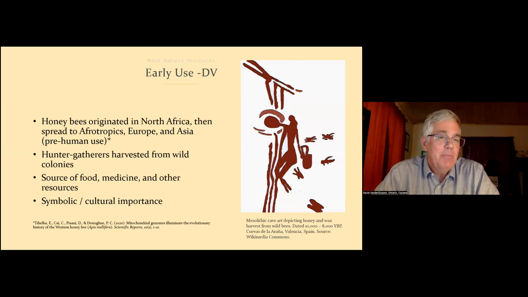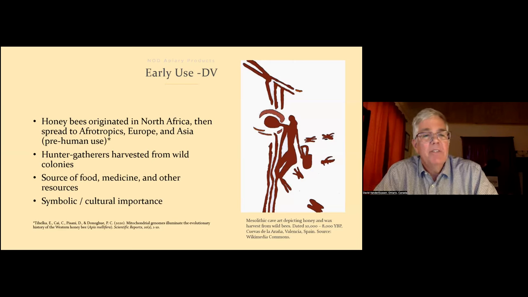Anyways, honeybees originated in North Africa and then spread to the Afrotropics, Europe, and Asia. And so we have this lovely graphic from cave paintings that shows how honey was initially gathered. So hunter-gatherers harvested from wild colonies. There was no attempt to actually keep bees. And they were a source of food, medicine, and other resources. And then, of course, they started having symbolic meanings. They were often found in religious scriptures. They may have been used to appease the gods, talked about in different mythology works as well. And they started to achieve a cultural importance.